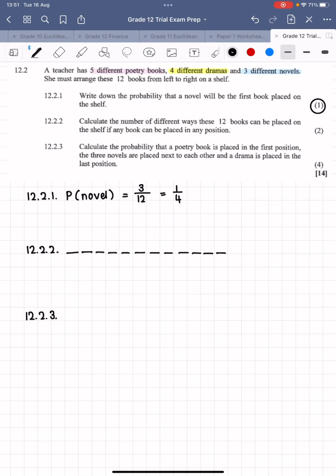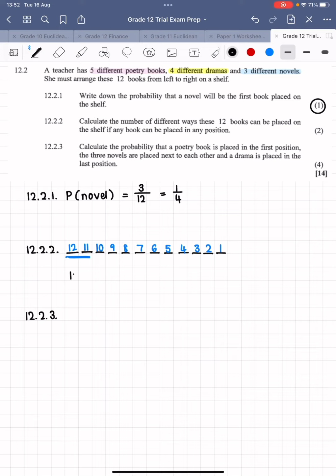How many books do you have that you can place in the first spot? 12. Now there is already a book in that spot. So now for the next spot, you can't use the same book twice. So now you're going to have 11 books that you could possibly put in the next spot. Now there are 2 books already on the shelf. So in the third spot, you only have 10 books to choose from. And this will keep happening as you go all the way down your shelf. When you get to the last spot, you are only going to have 1 book left to put in that slot or in that space.